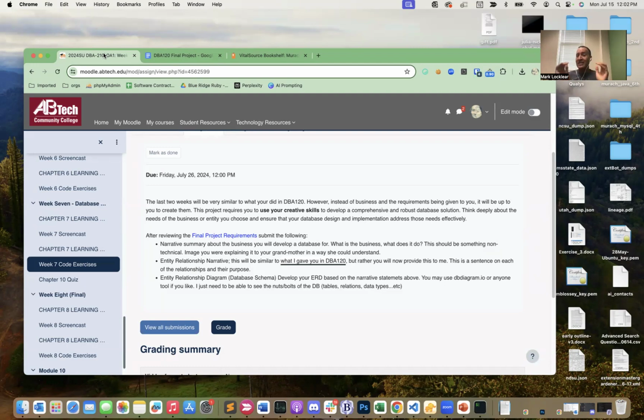So now this is the next level, right? Now it's up to you to come up with your own business, your own system, and then the requirements for that system. This is often the hardest part for many students, and I get it from a software development standpoint.